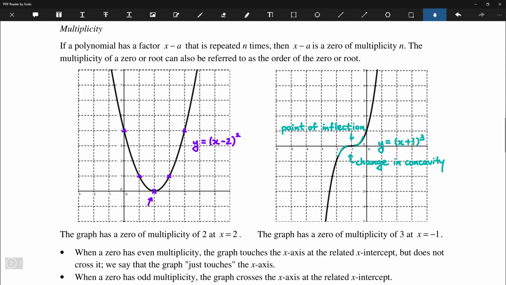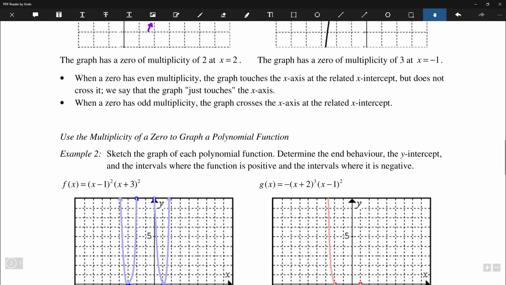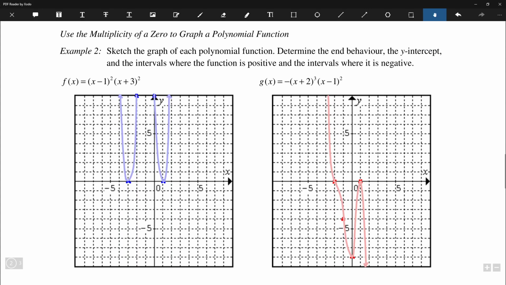Okay, so those are two possibilities aside from what we saw in f of x and g of x, which is the graph going straight through at the point. Okay, so here's a couple of examples of such graphs. Now, if we look at example 2's f of x, that is x minus 1 squared, x plus 3 squared.